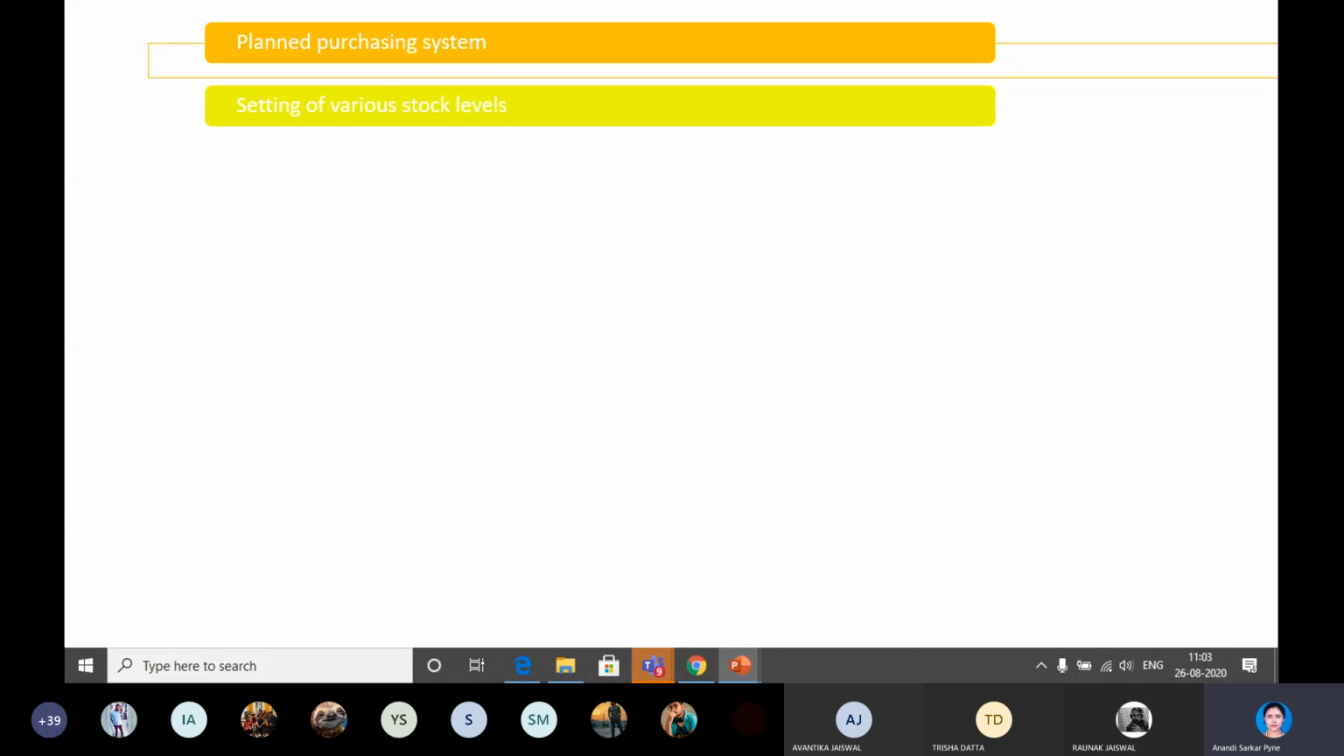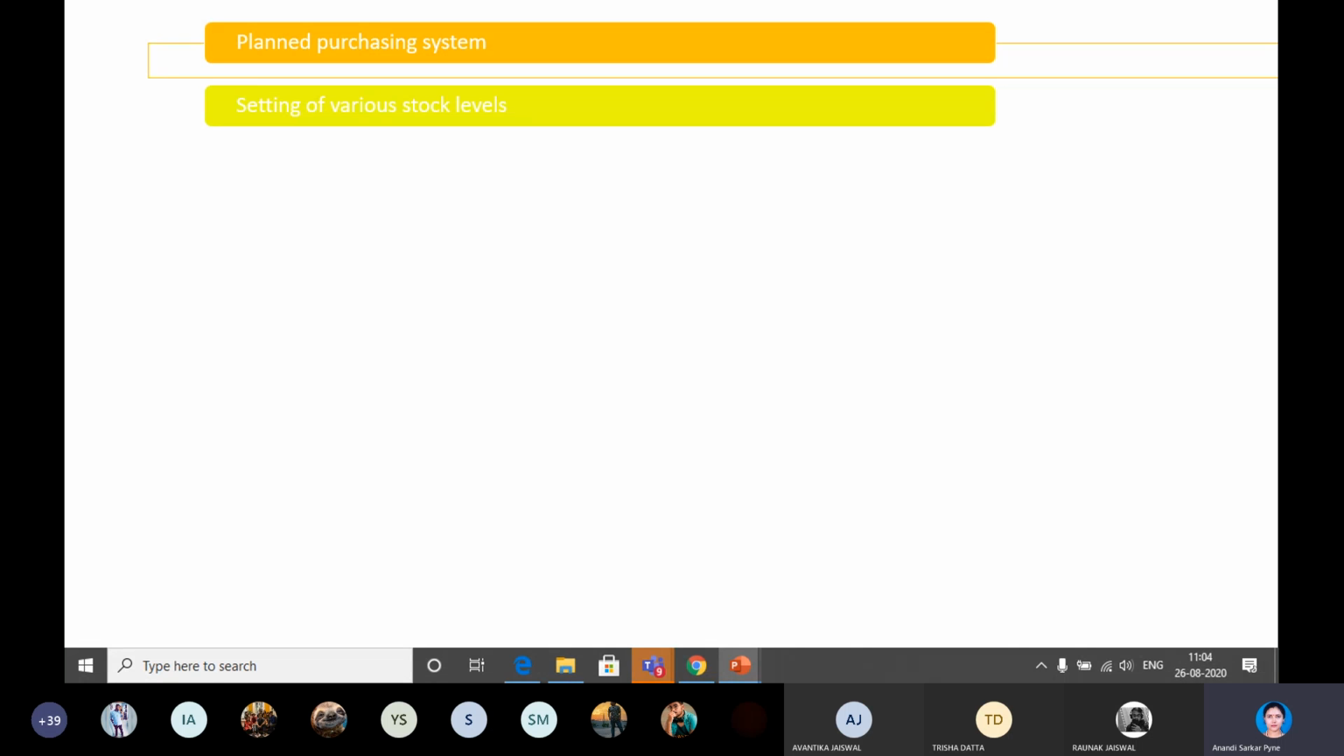Or also, lead time consumption, that is the gap within which the consumption is made, is, say, 500 and the safety stock is 200, then the reorder level will be 700. So it totally depends on the situation, what information the problem has given. Depending on whatever information you get from the problem, you will be working on setting of various stock levels. So we will do a sum in the next class in relation to setting of various stock levels.